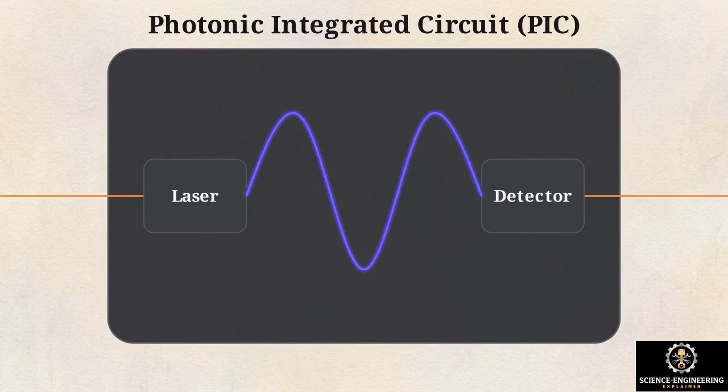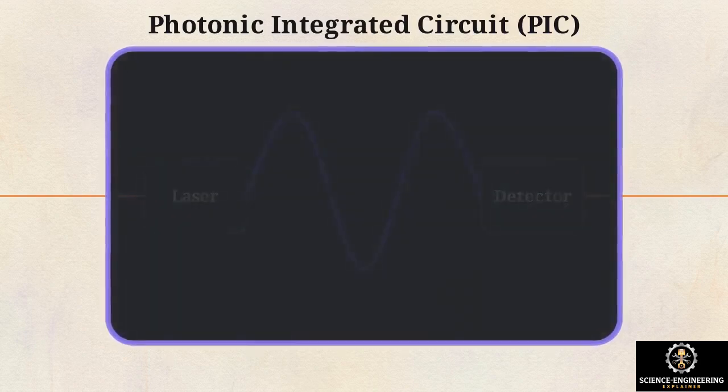As this diagram shows, electrical signals are converted into pulses of light, routed through the chip, and then translated back into electricity at the output. This architecture allows both optical and electronic components to exist on a single semiconductor substrate.